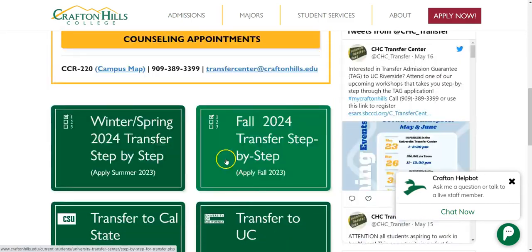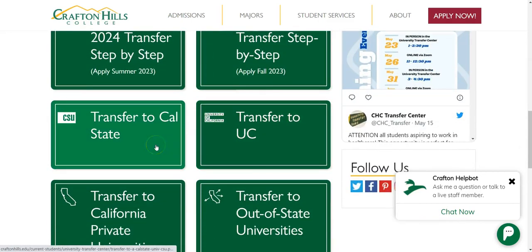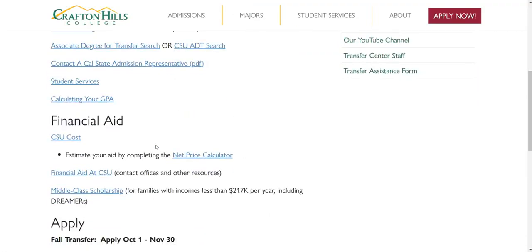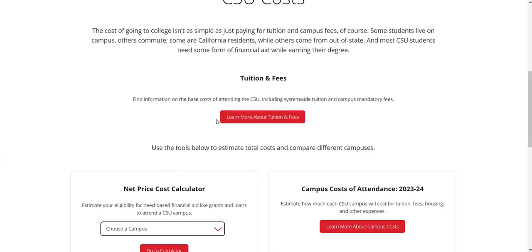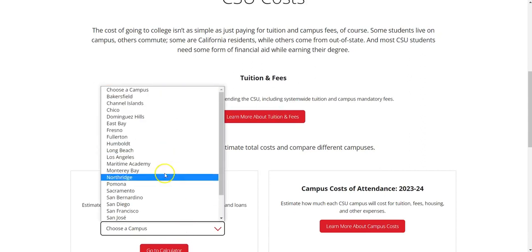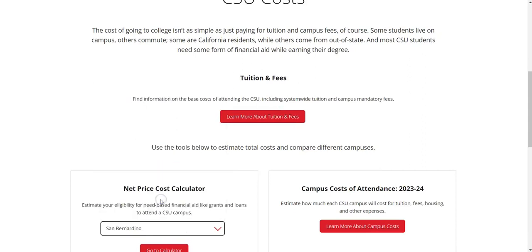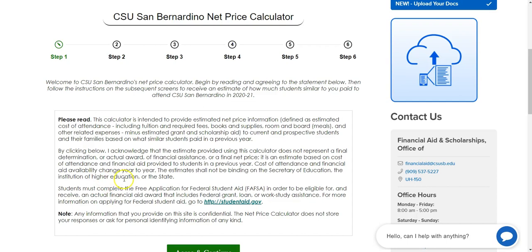To access the net price calculator for CSU, you will scroll down until you see Transfer to a Cal State. You will then scroll until you see CSU Cost. Once you're here, you will scroll down and you will have to select a campus. Today we'll be using San Bernardino. Once you're here, you'll want to follow the 6 simple steps.